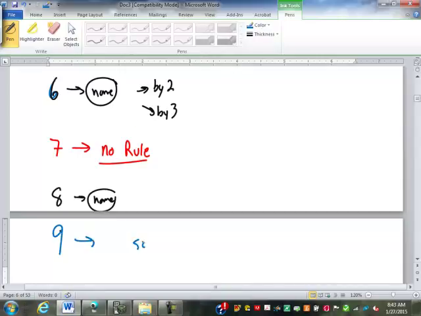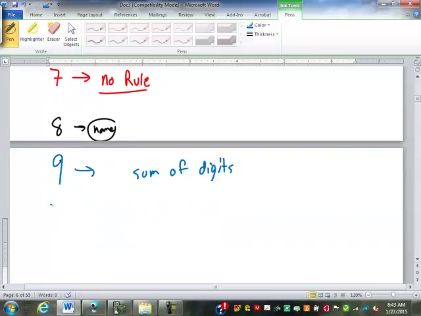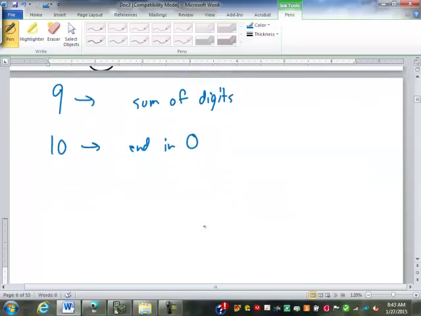9 has a rule. The rule for 9 is the same as the rule for 3. It's the sum of the digits. If you add up the digits and that sum is divisible by 9, you can divide the whole thing by 9. How about 10? Ends with 0. So that's the easy one.